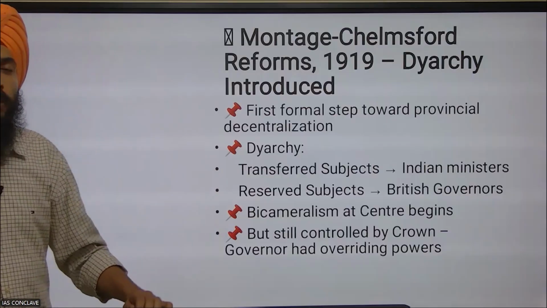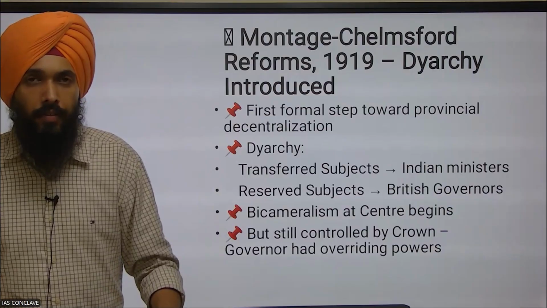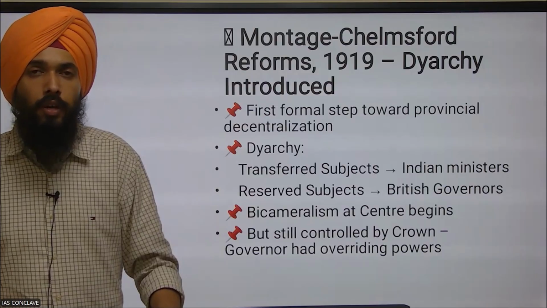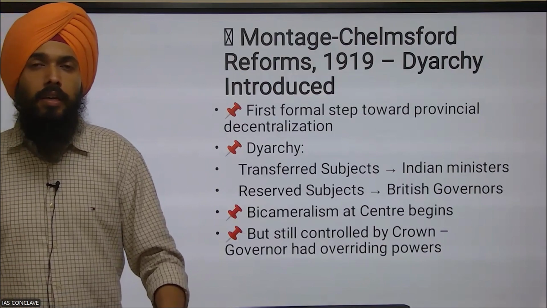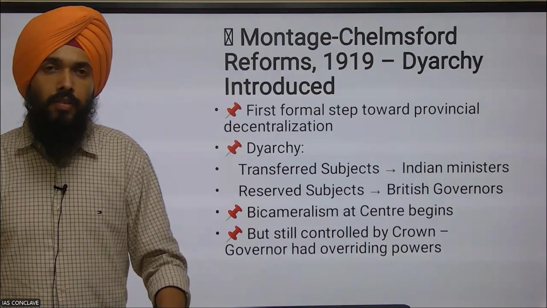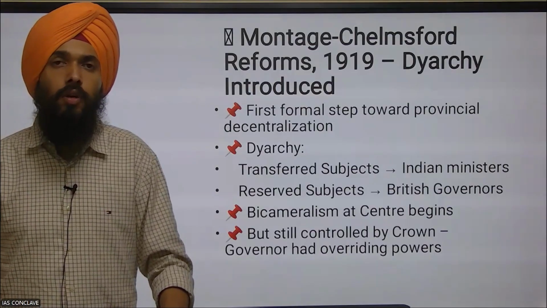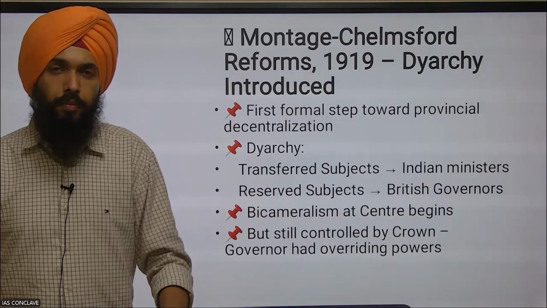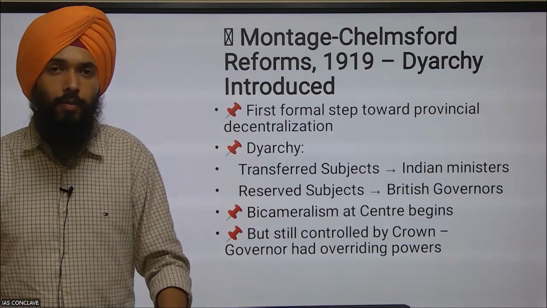And diarchy was introduced at the provinces level, and bicameralism was introduced at the central level. What is the difference between the two? Diarchy means the provincial subjects were divided into two. Some were transferred, some were reserved. What were the transferred subjects? These were transferred to the council, and some subjects were reserved by the governor for himself.